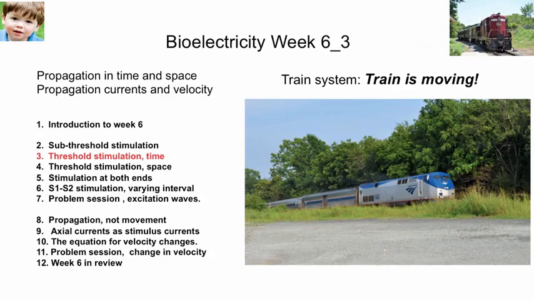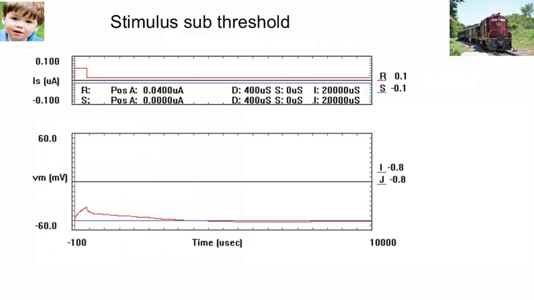In the second segment, we were looking at subthreshold stimulation. This time we're going to move on to threshold stimulation. You recall when we were showing subthreshold stimulation, what happened was a little stimulus, 40 nanoamperes, made a little bump, but then nothing happened further on down the fiber.